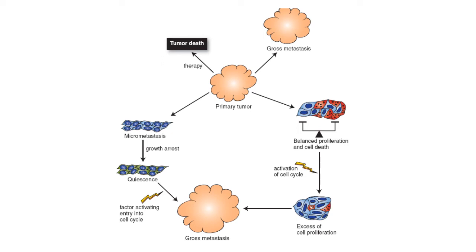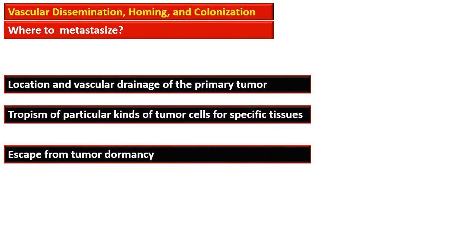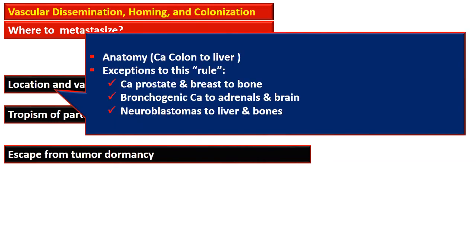Similarly, the balanced proliferation of the cells and their death, if imbalanced, there will be excess cell proliferation. Three factors are related to the homing and proliferation of the circulating tumor cells. These are the location and vascular drainage of the primary tumor, tropism of a particular kind of tumor cell to a specific tissue, and the escape from tumor dormancy.